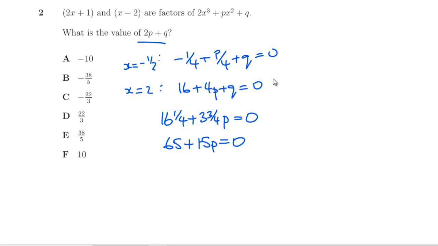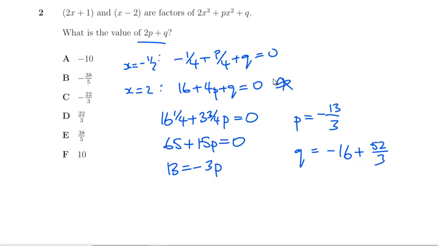Now I've got to divide by, 15s doesn't go, 5s go, 13 is minus 3p. So we've got p is minus 13 over 3. So what's q going to be? Go off the easy equation. Be minus 16 minus 4p, so plus 52 over 3 is 17 and a third minus 16, so 1 and a third. I've got to do what? 2p plus q, minus 26 over 3 plus 4 over 3, so minus 22 over 3. There we go.